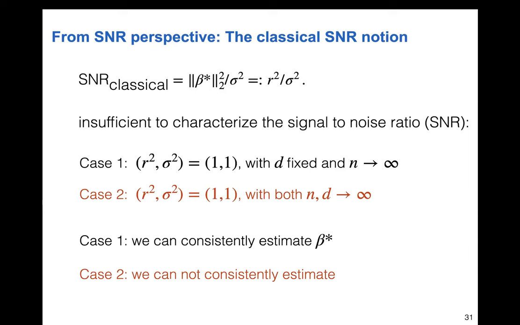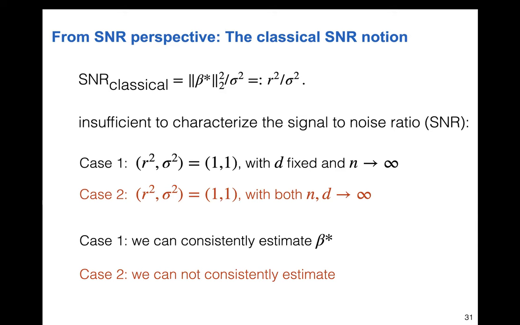Okay, so we're going to talk more about signal to noise ratio regimes, or signal to noise ratios. Now remember, the classical signal to noise ratio is defined as follows: the squared two-norm of beta star over sigma squared. Beta star is the signal, sigma is the noise level, so this is exactly the signal to noise ratio. But if you think more carefully, does this classical notion really characterize the signal to noise ratio in practice?